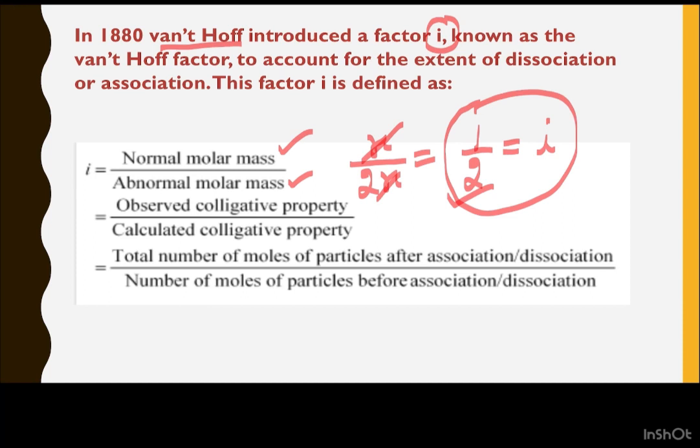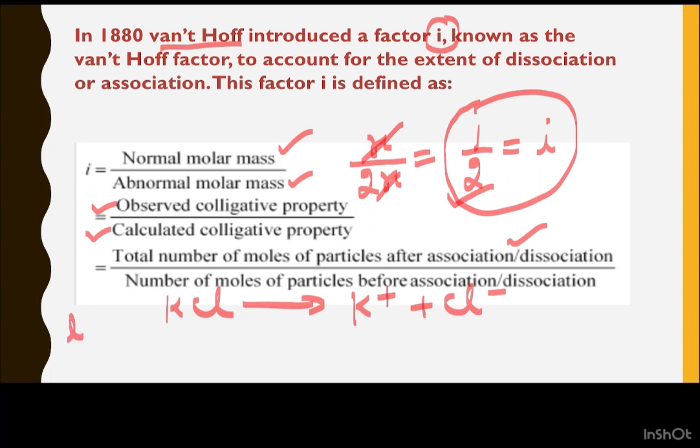Then it can also be written as observed colligative property divided by calculated colligative property. This I'll be explaining in the upcoming numerical. Or it can also be expressed as the total number of moles of particles after association or dissociation, divided by the number of moles of particles before association or dissociation. For example, if you have KCl dissociating as K plus and Cl minus.